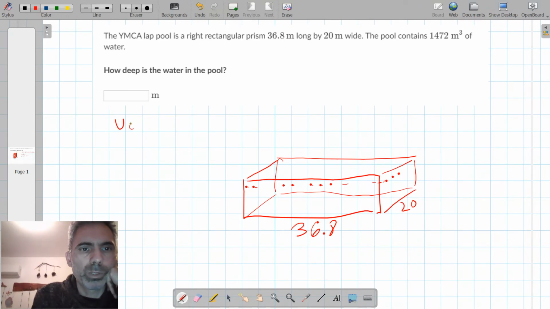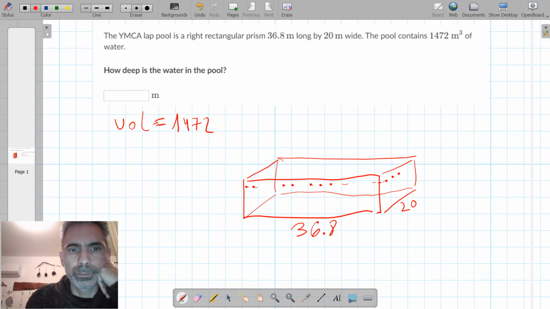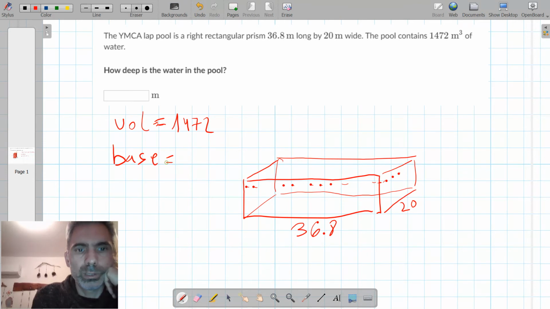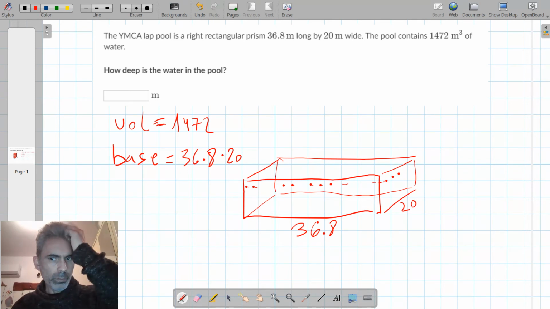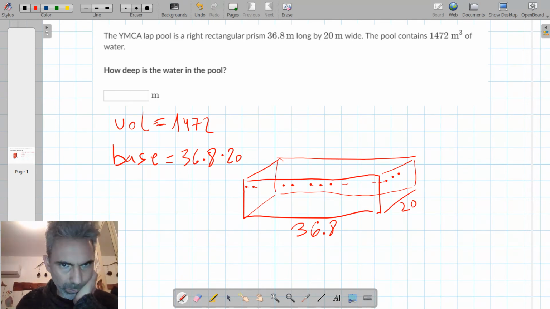Okay, so we know the volume equals 1472. We know the base. Base is 36.8 times 20. So let's calculate how much 36.8 times 20.